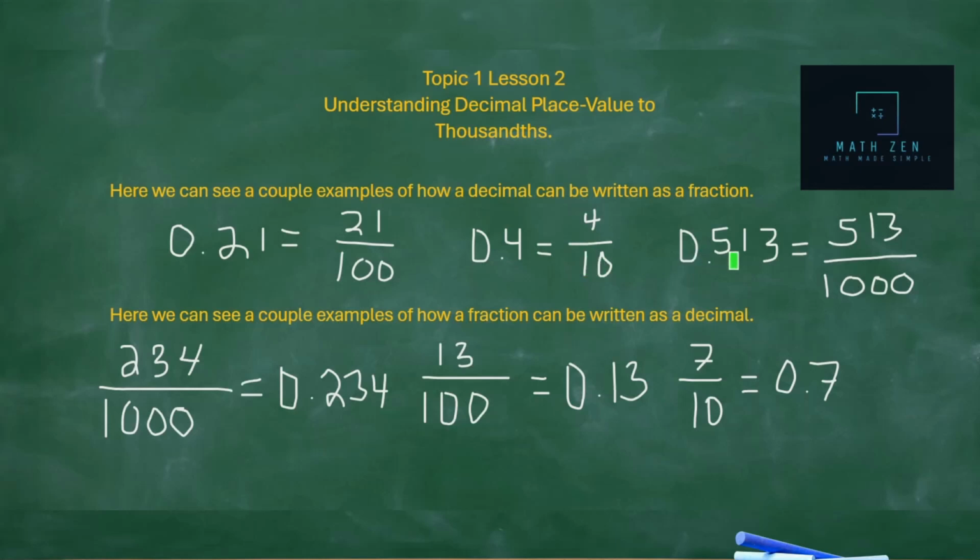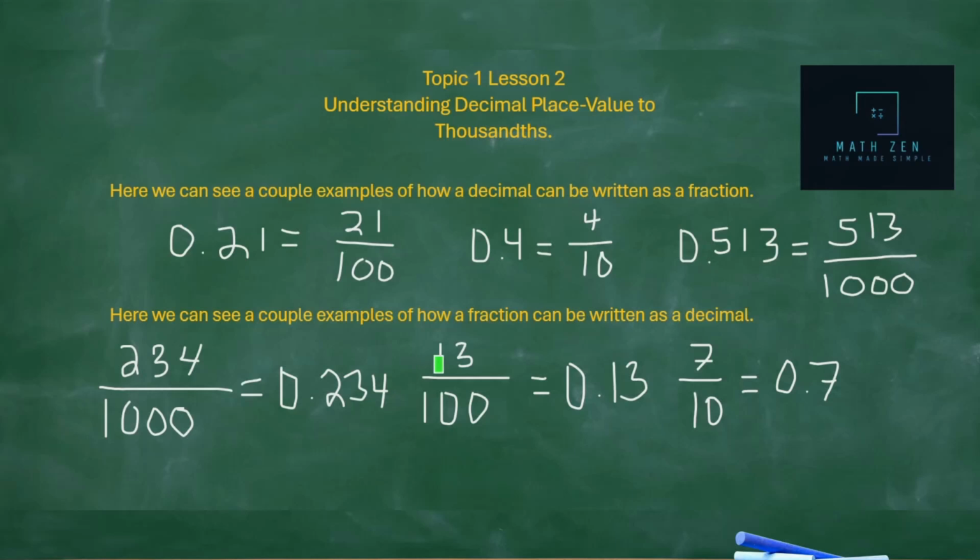This one here, we have 513 thousandths, because this ends in the thousandths place. So we write 513 as our numerator and 1000 as our denominator. Now flipping that, if we start with the fraction and we want to turn it into the decimal, we simply literally just write what we say. So 234 thousandths, we just write it here in standard form. 234, and it ends in the thousandths place.